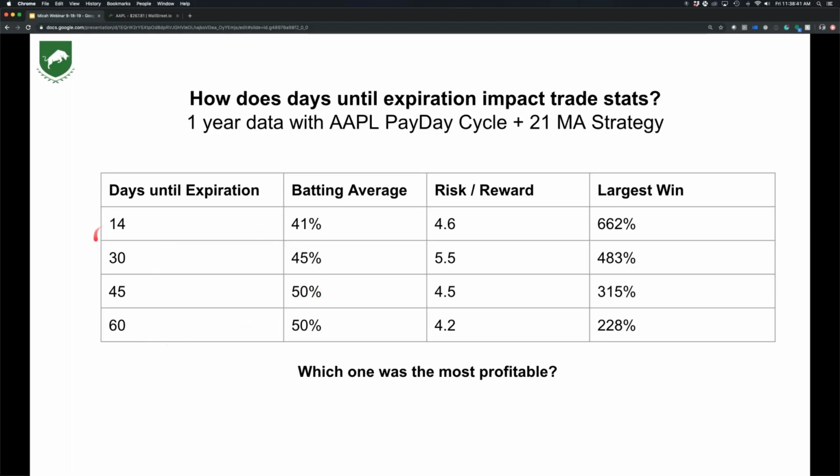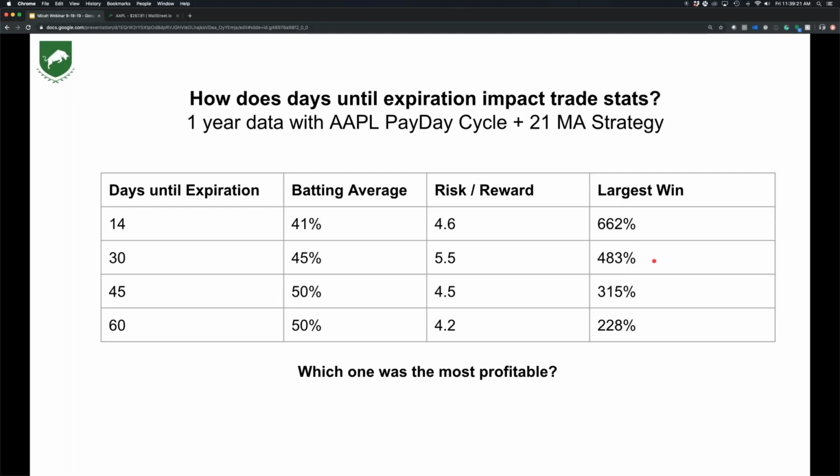So as you went closer in time, your batting average went down a lot. As you went out in time, your batting average went up, right? And for any option trader, this seems obvious, right? If you don't buy enough time, your batting average could go down because theta works against you, okay? However, as you went farther out in time, the risk reward started to depreciate a little bit, right? Also, the largest win dropped a ton, right? So going 60 days out actually really crippled your largest win. Now, while 228 may seem like a lot, these numbers are insanely better, obviously, okay?